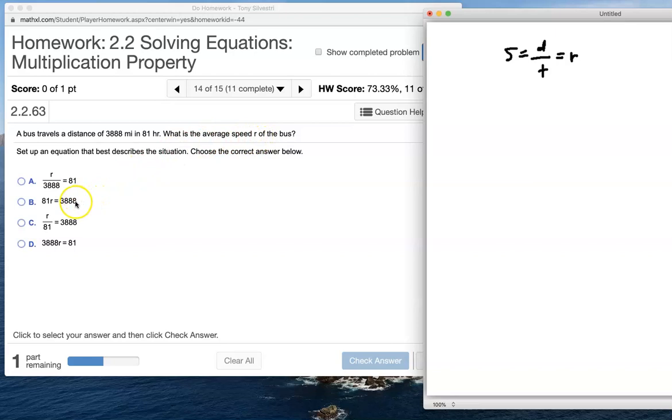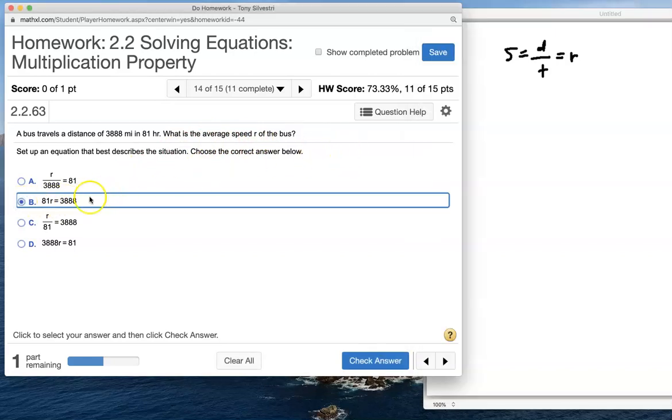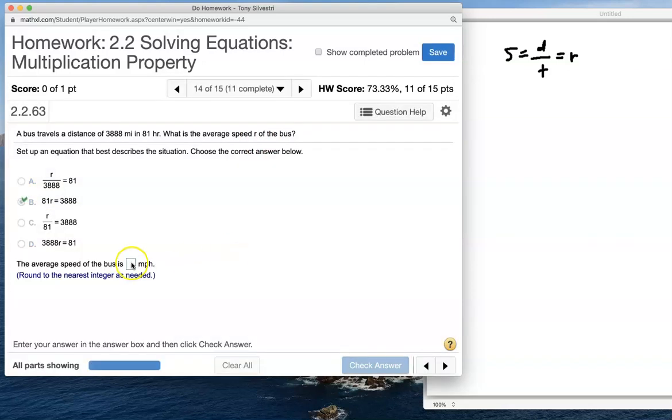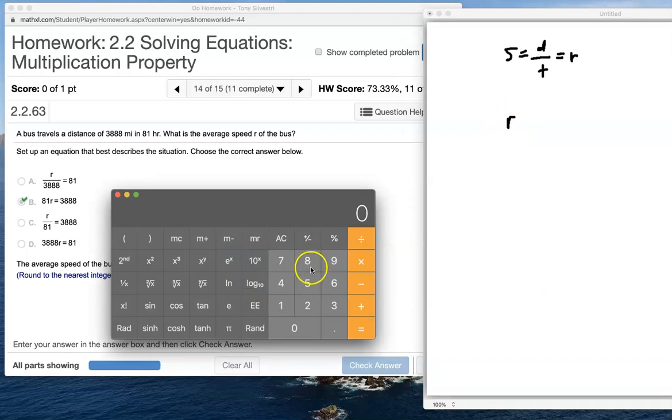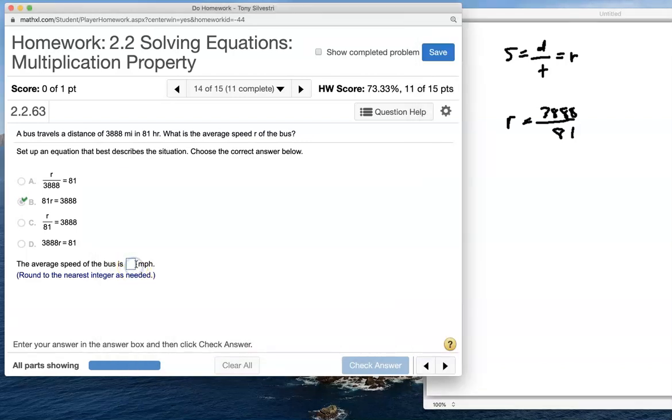Now, the only equation that fits the bill looks like this guy right here, because to solve for r, I need to divide both sides by 81, and I would get 3888 divided by 81, because distance divided by time equals the rate. I've also seen some books call it the speed, but they said speed is equal to r, so got to go with that. So what's the average speed? I'm going to break open my calculator and type in 3888 divided by 81 equals 48. Nice even number. Must be right.